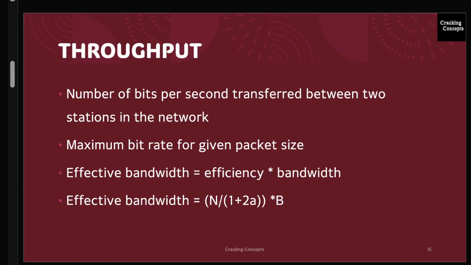Now we will calculate the effective bandwidth or throughput of Go-Back-N. Throughput is the number of bits per second transferred between two stations in the network. It is the maximum bit rate for a given packet size. Effective bandwidth or throughput can be given by efficiency multiplied by the bandwidth. So, effective bandwidth can be written as N/(1+2a) multiplied by b.